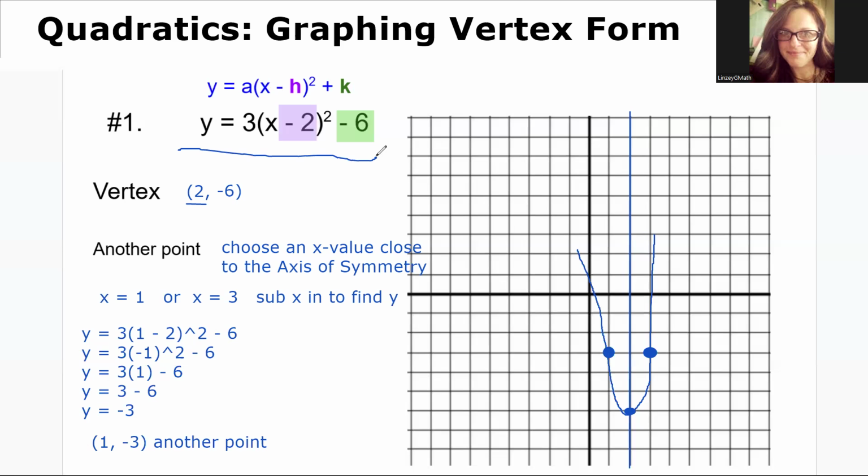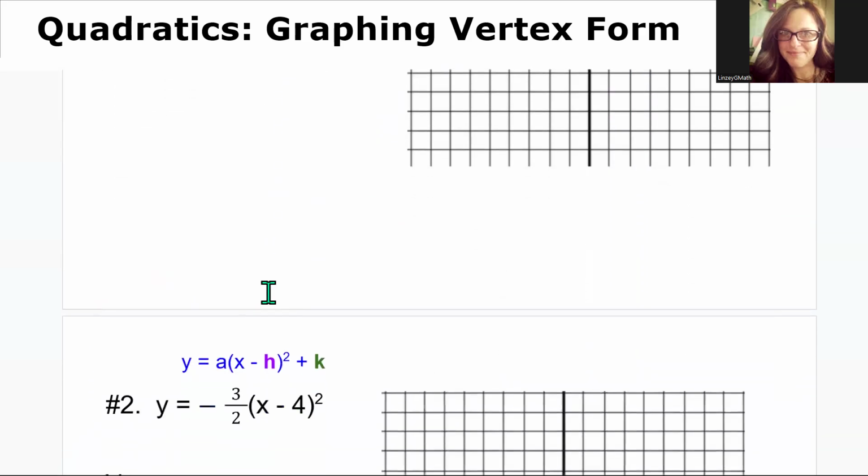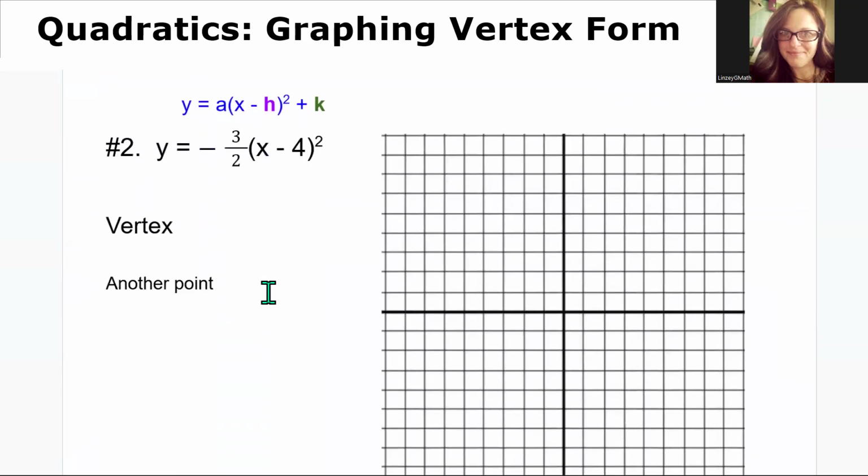Number 2. Here is our quadratic given to us in vertex form. Let's identify the vertex. Inside the parentheses, we'll use the opposite sign of h, +4. And there is no k, so we will use 0. Our vertex is 4, 0.